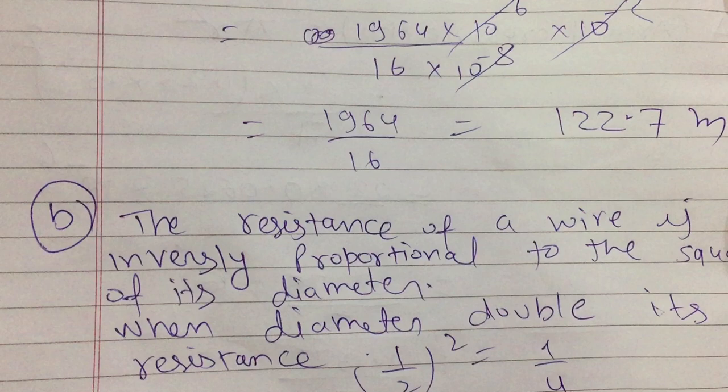22 upon 7 into 0.25 into 0.25, it comes to 0.0625, and 10 minus 3 multiplied by 10 minus 3 gives 10 raised to the power minus 6. Now 22 multiplied by 0.0625 gives 1.375, divided by 7, into 10 raised to minus 6. When you divide by 7, the answer is 0.1964 into 10 raised to the power minus 6 meter square. So this is A.